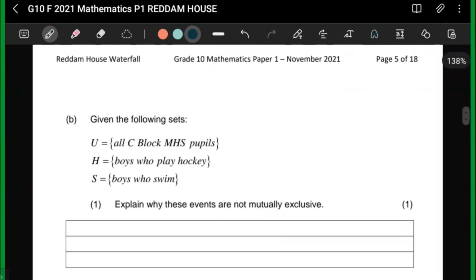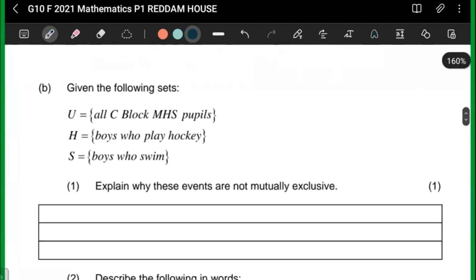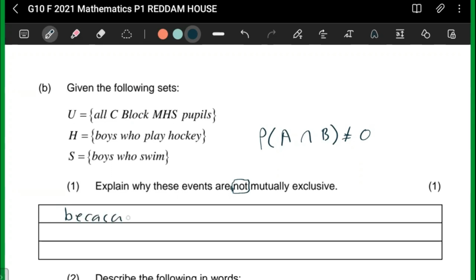So the reason why these events are not mutually exclusive. Remember, mutually exclusive events, what it says is the probability of one thing happening and another thing happening at the same time is 0. That's for mutually exclusive events. But in this case, the reason why they are not mutually exclusive events is because these two events could potentially happen at the same time. A person can play hockey and swim at the same time. It is possible.